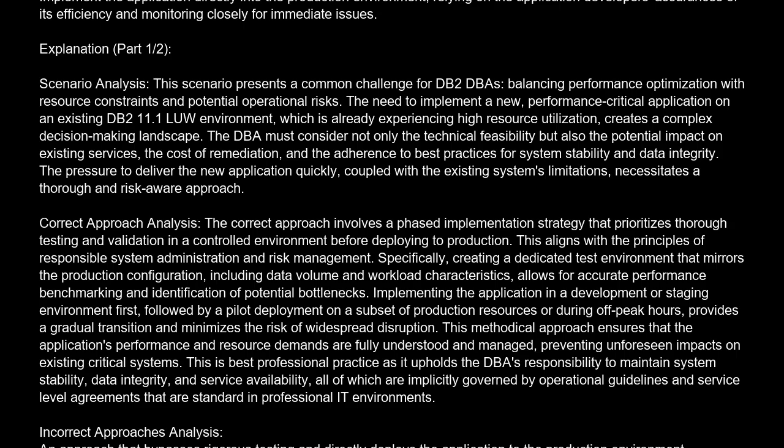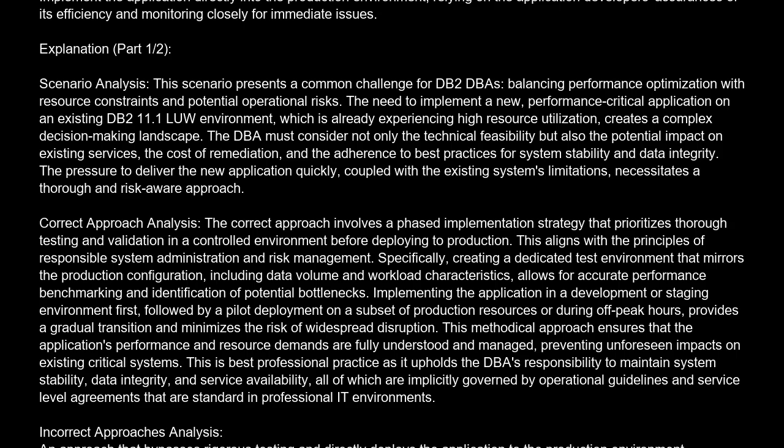The DBA must consider not only the technical feasibility, but also the potential impact on existing services, the cost of remediation, and the adherence to best practices for system stability and data integrity. The pressure to deliver the new application quickly, coupled with the existing system's limitations, necessitates a thorough and risk-aware approach. Correct approach analysis. The correct approach involves a phased implementation strategy that prioritizes thorough testing and validation in a controlled environment before deploying to production. This aligns with the principles of responsible system administration and risk management.